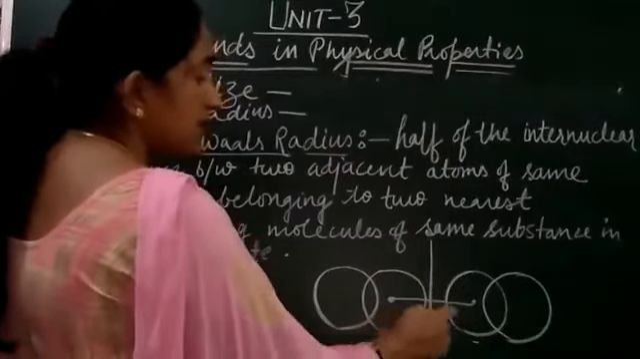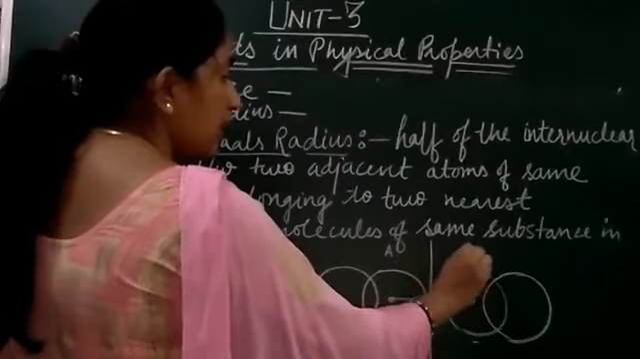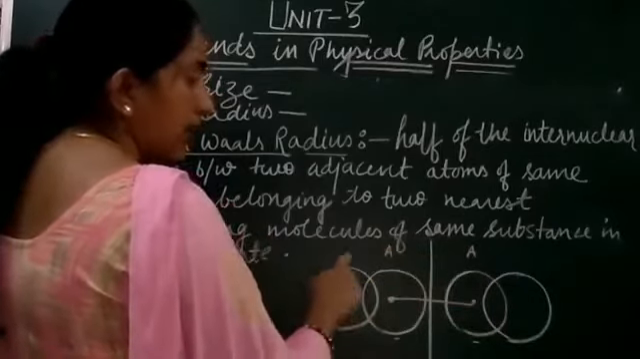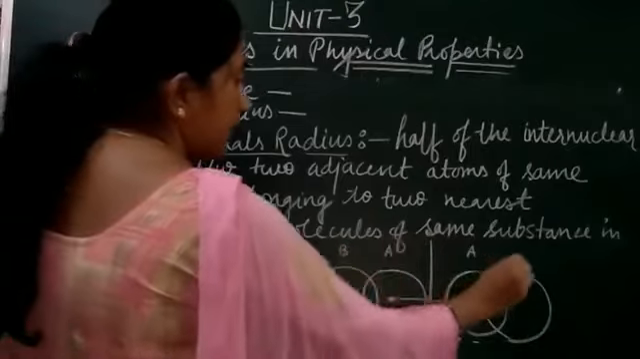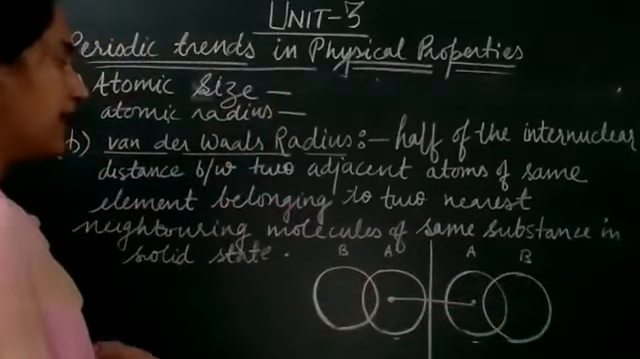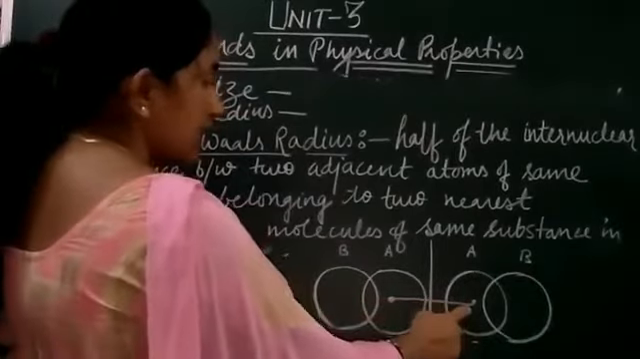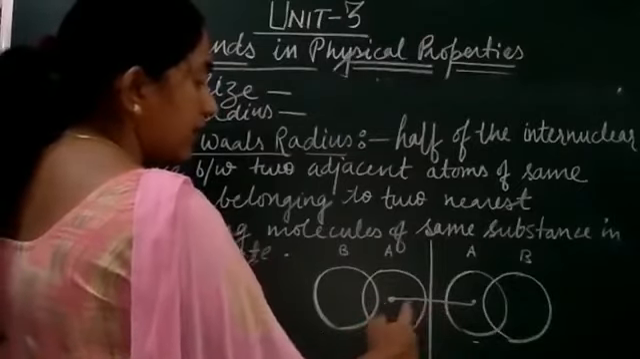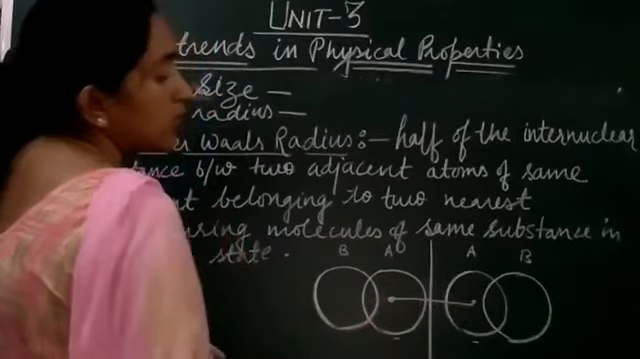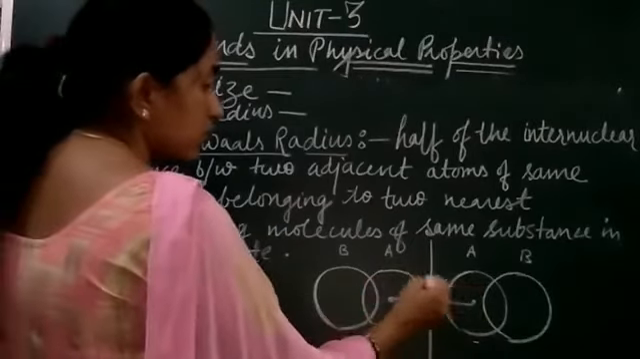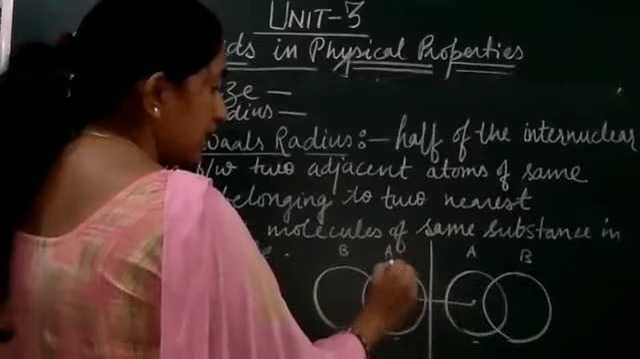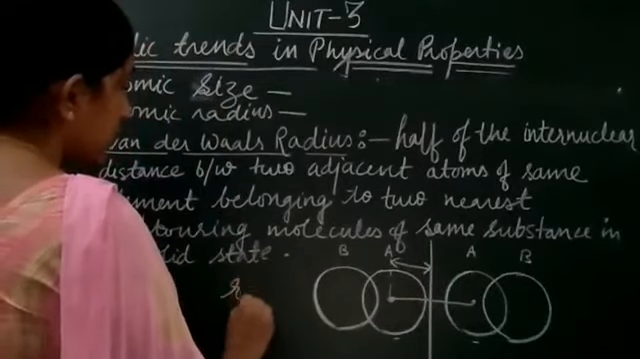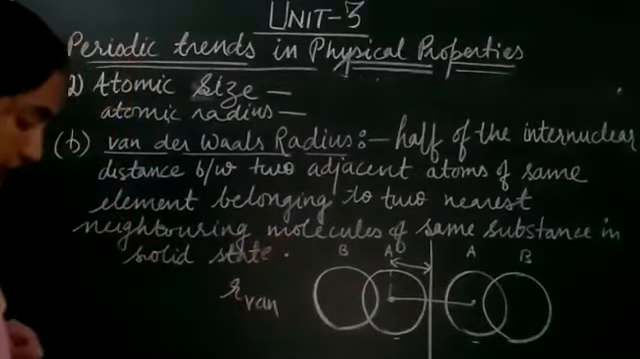Now this element should be the same. If it is A, this should also be A. This can be either the same or different, right? Can be B or B, or A again. Let it be in this way, right? In that case, this is half of the internuclear distance between the two adjacent atoms of the neighboring molecule. Now these neighboring molecules will be of the same substance in the solid state. So students, this distance will be known as the van der Waals radius. It is written in this way, r van der Waals radius.